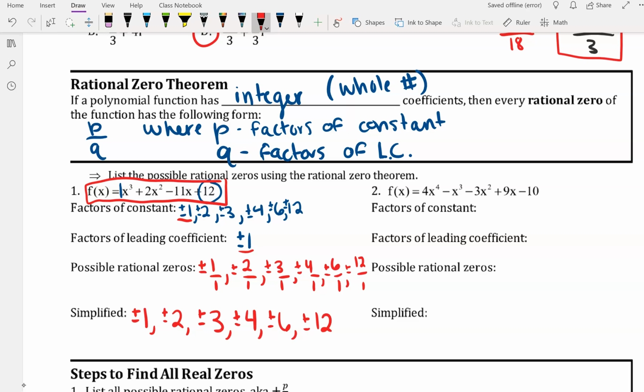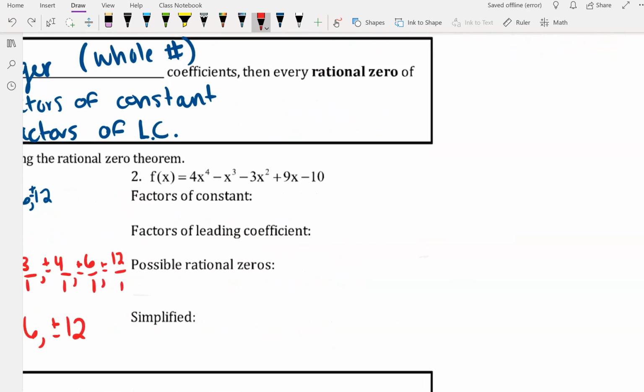Okay. Doesn't mean they all are. Really, we can't have any more than 3 solutions because the degree is 3. But some of these will probably be solutions to that problem. All right, let's try that on the next one.